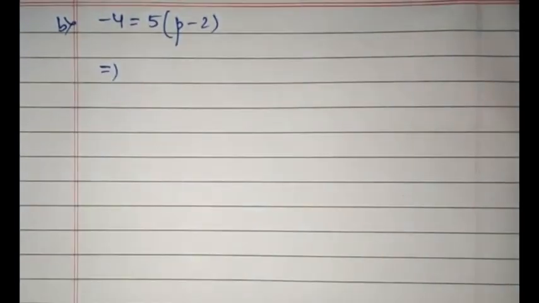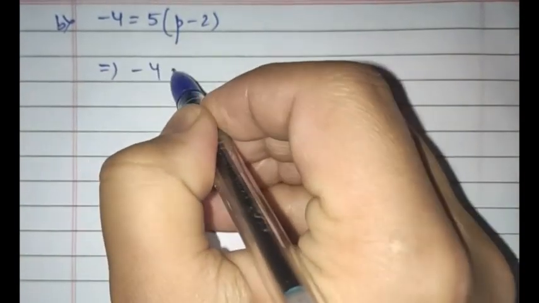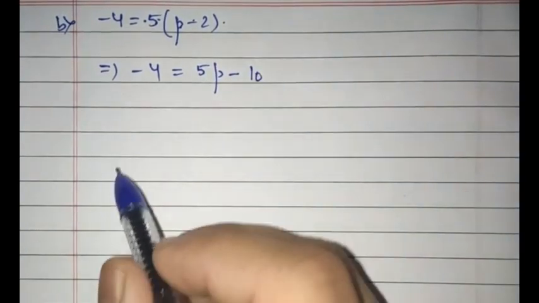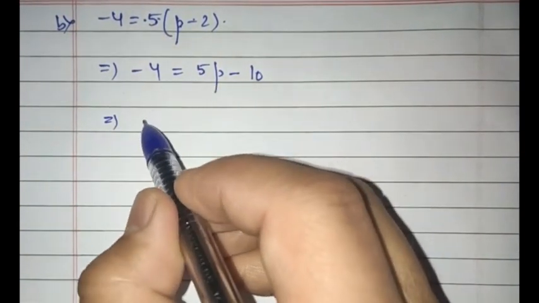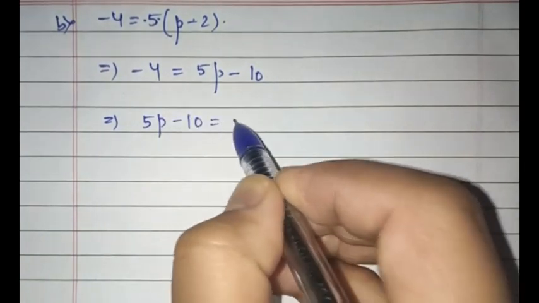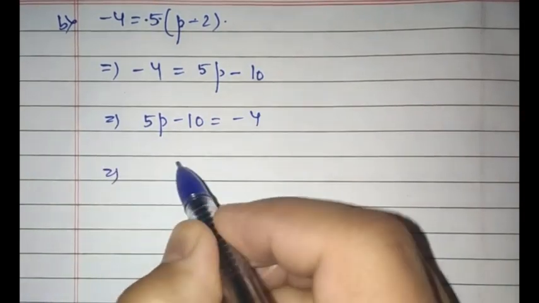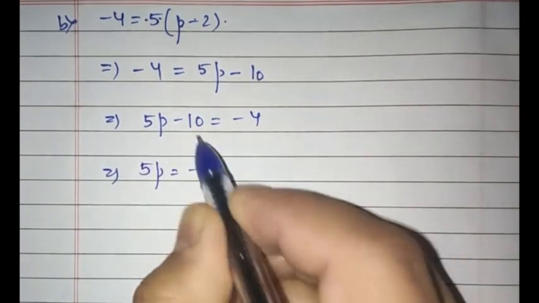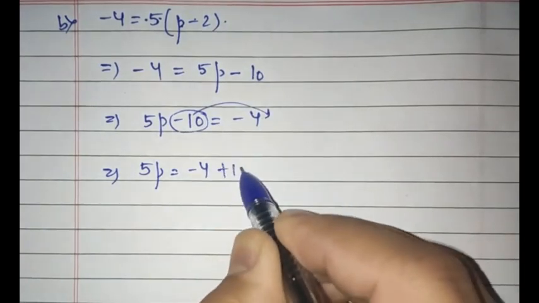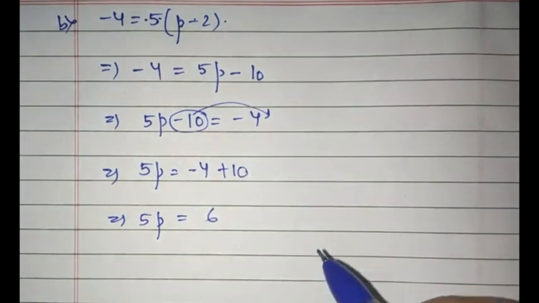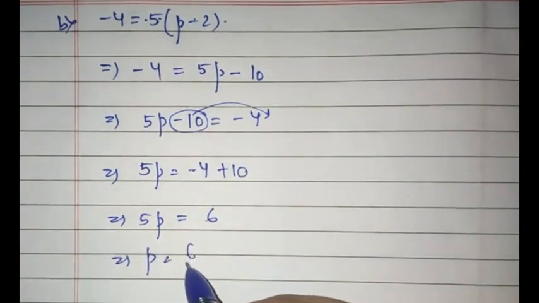Similar is the question here. What I'm going to do here is directly multiply and get the answer. Minus 4 is equal to 5 into p is 5p, plus into minus is minus, 5 into 2 is 10. Now I can write it like this: 5p minus 10 is equal to minus 4. I can do so, right? Then 5p is equal to minus 4, this minus 10 will come here and become plus 10, so 5p is equal to 6, because minus 4 plus 10 is 6. So your p value is 6 by 5.